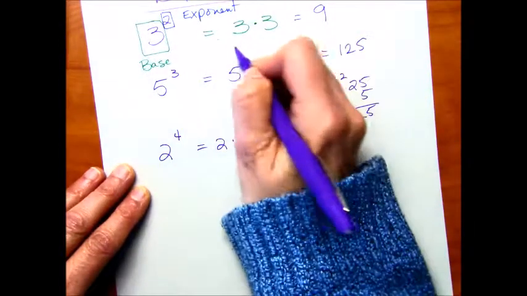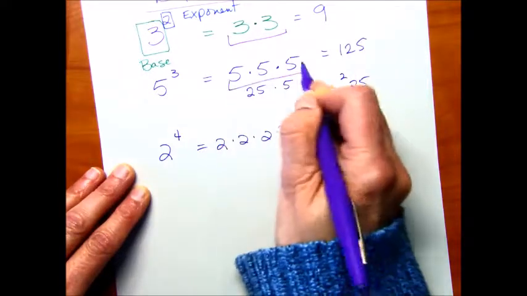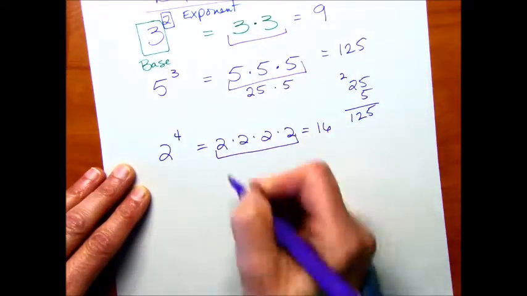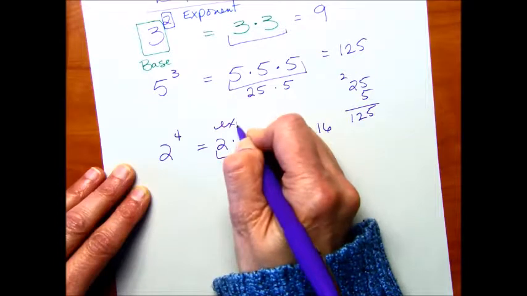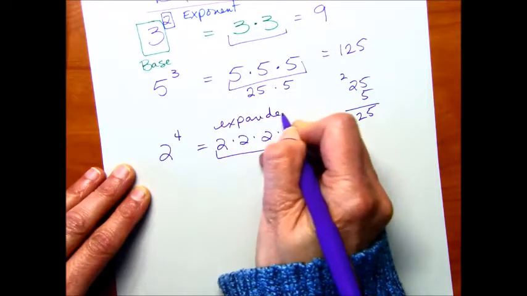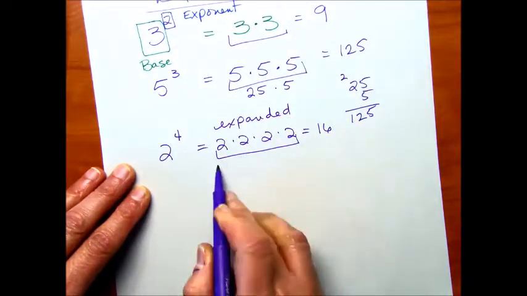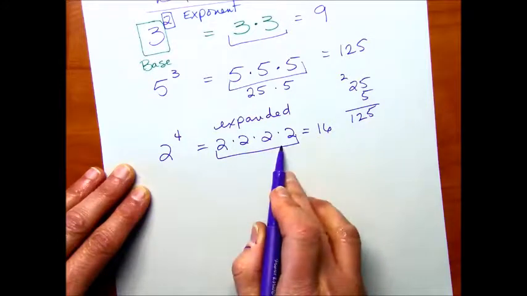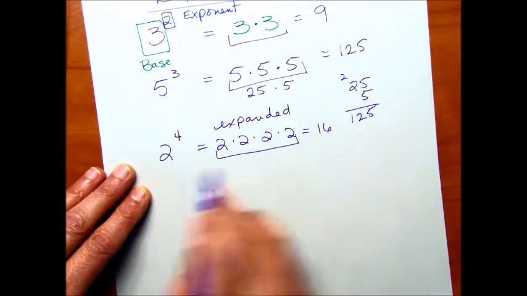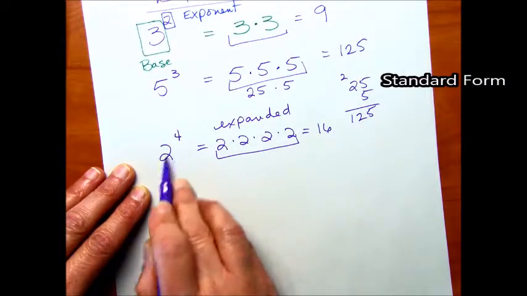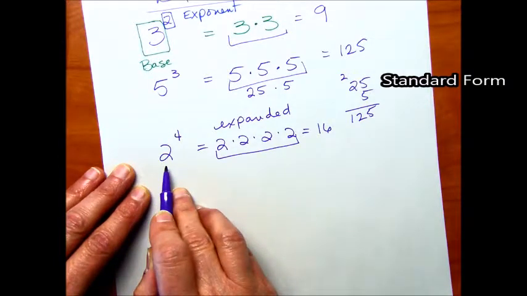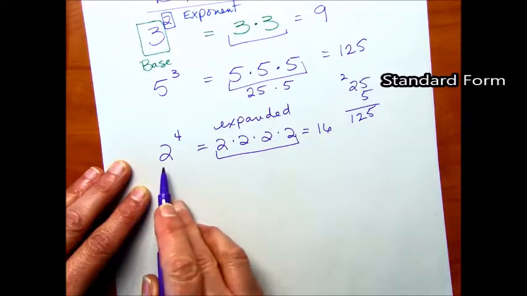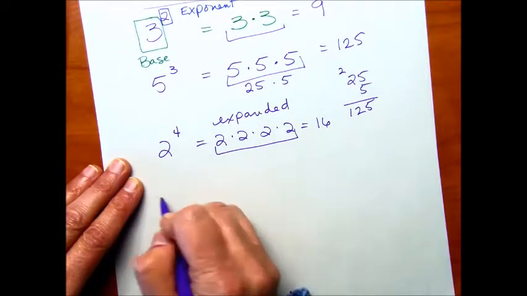Now this part here, what I'm done here, I've expanded it. So if on the homework it's asking you to write it in expanded form, this is what's going on. This is what that relates to. Okay, this is the result of the exponent number.